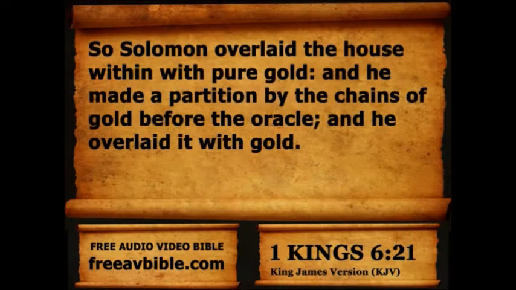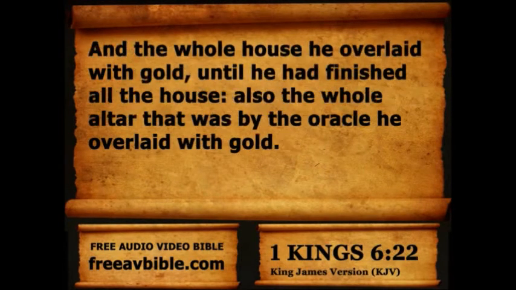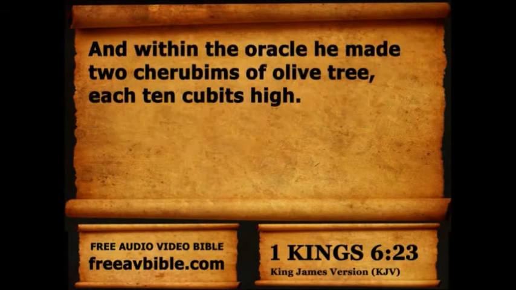So Solomon overlaid the house within with pure gold, and he made a partition by the chains of gold before the oracle, and he overlaid it with gold. And the whole house he overlaid with gold, until he had finished all the house. Also the whole altar that was by the oracle he overlaid with gold.